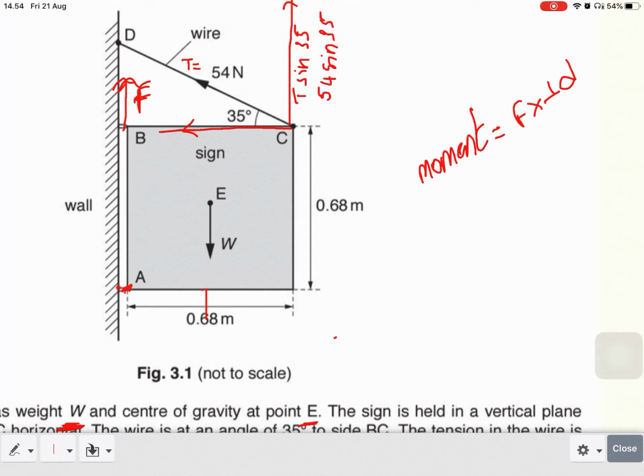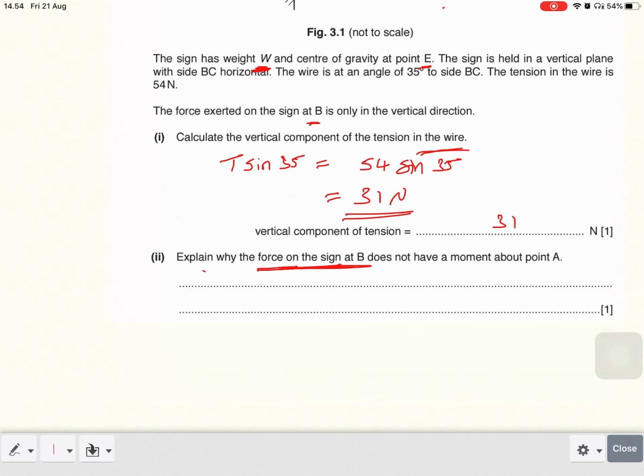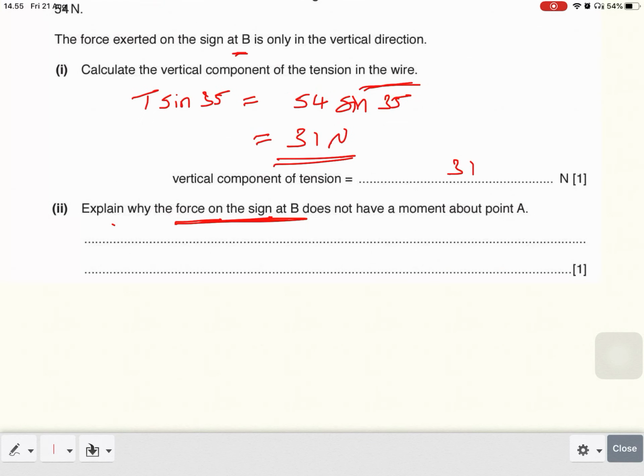Line of action means the line elongated at the point of force. So what happened now? If I draw the line of action, it is passing through the point A, which means the perpendicular distance is zero. There is no perpendicular distance. That's why the moment is also zero. You can write two reasons actually. One is the perpendicular distance is zero. What is the perpendicular distance? From the line of action to the pivot.